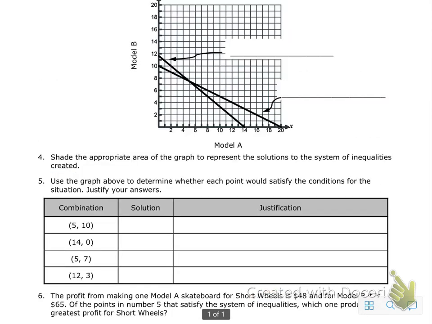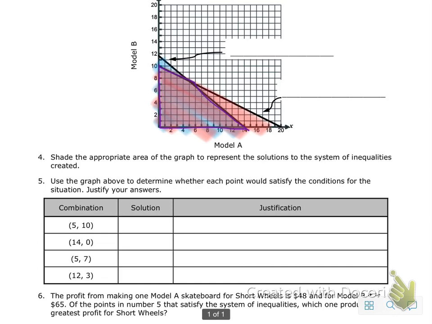I need to turn my page, I'm sorry for that. I'm going to reshade for you very quickly. And you can kind of see where the blue and red overlap, because it changes colors to a purple of sorts. Alright, so use the graph above to determine whether each point would satisfy the conditions for the situation. Justify your answers. So let's plot these points.